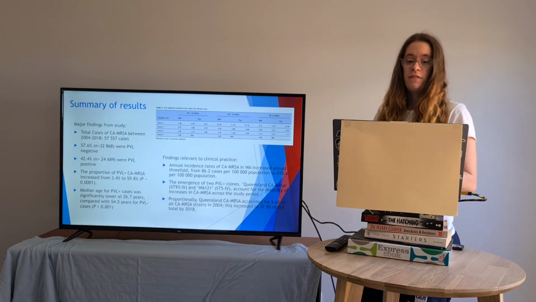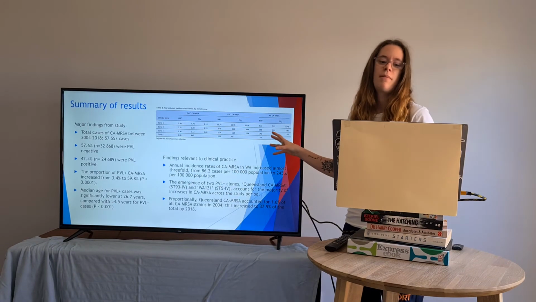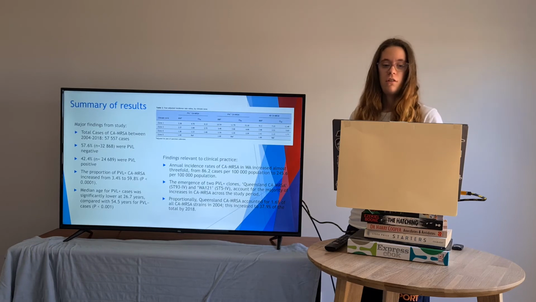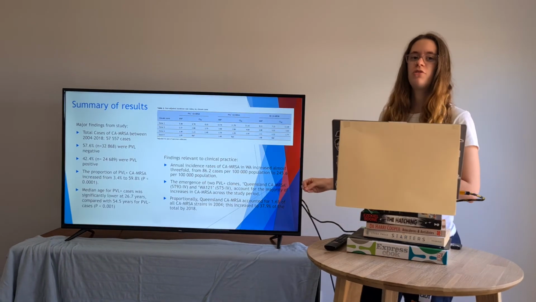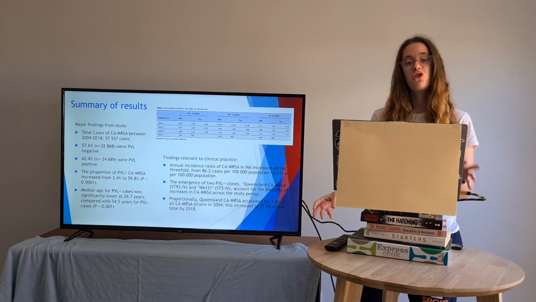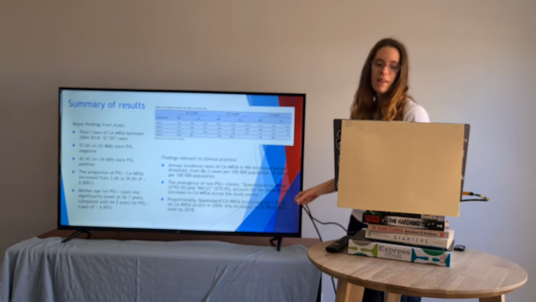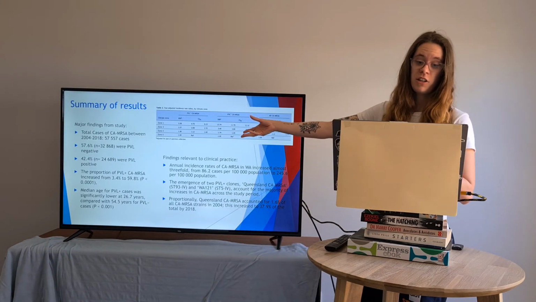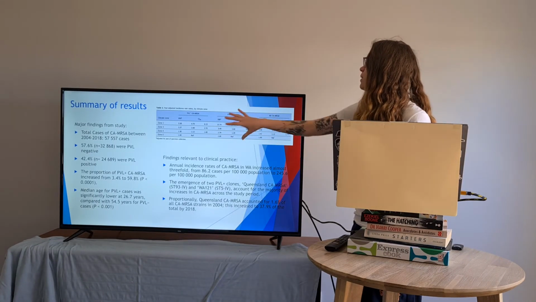The findings relevant to clinical practice is mostly the annual incidence rates of CA-MRSA, in that it has increased almost a 3-fold rate from 86.2 per 100,000 of the population to 245 per 100,000 of the population. As we can see here, we have the stratified incidence rate ratios, and for all isolates, it's quite a big number.